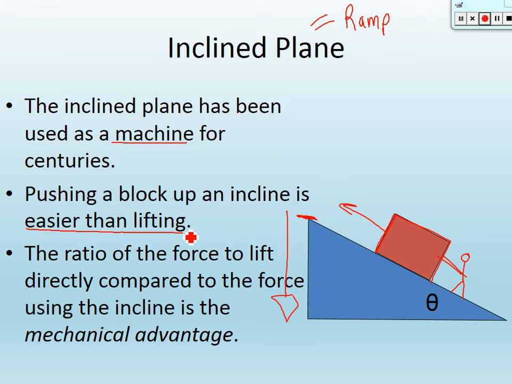We can calculate a mechanical advantage, and we will during the lab for this part of the chapter. But anyway, that's an inclined plane, also known as a ramp. It's a simple machine, provides a mechanical advantage. We're going to learn how to solve for all the forces that exist on this block on an inclined plane.